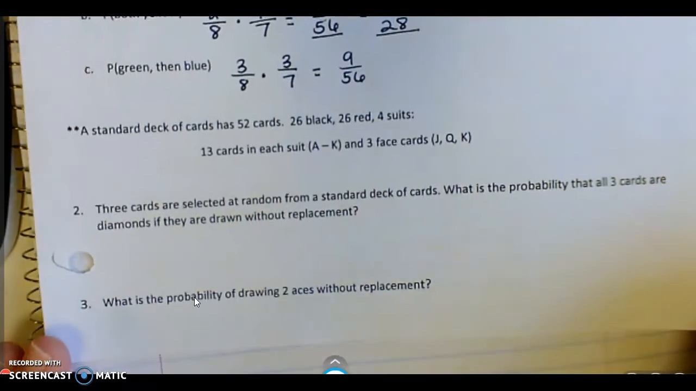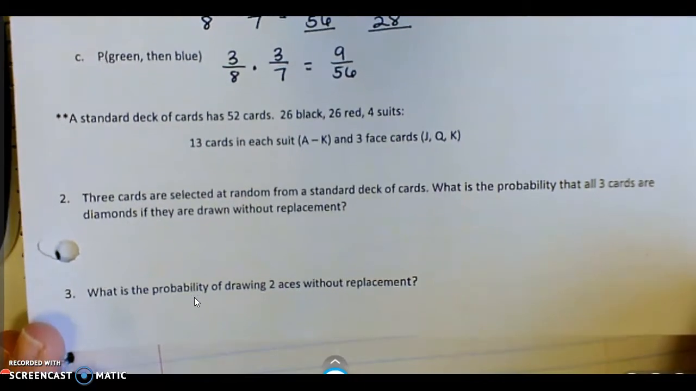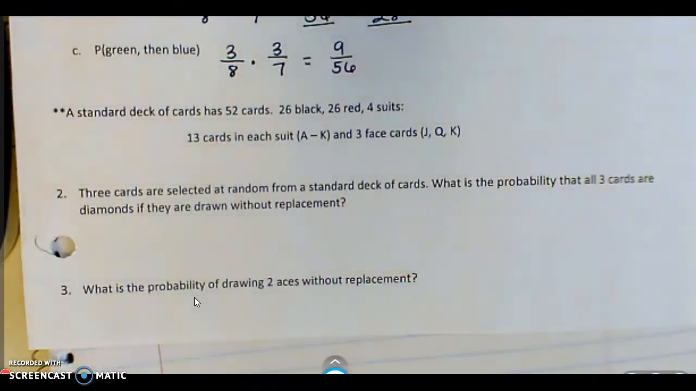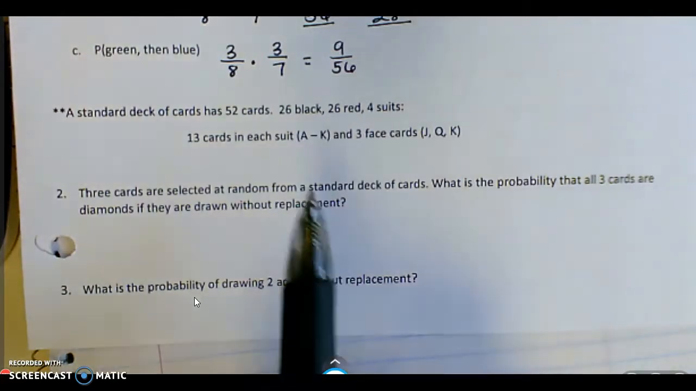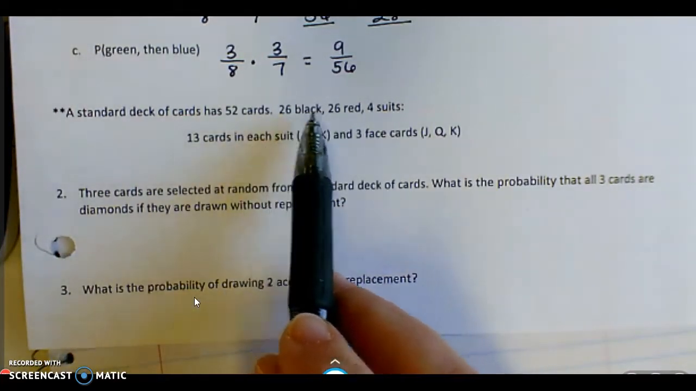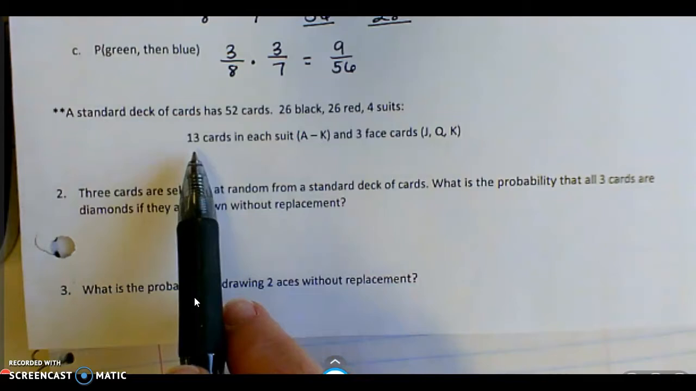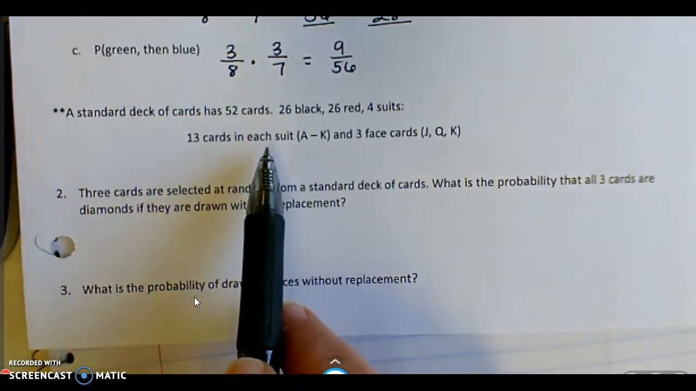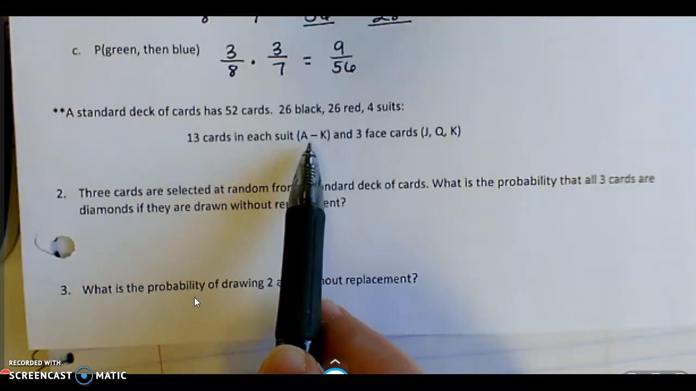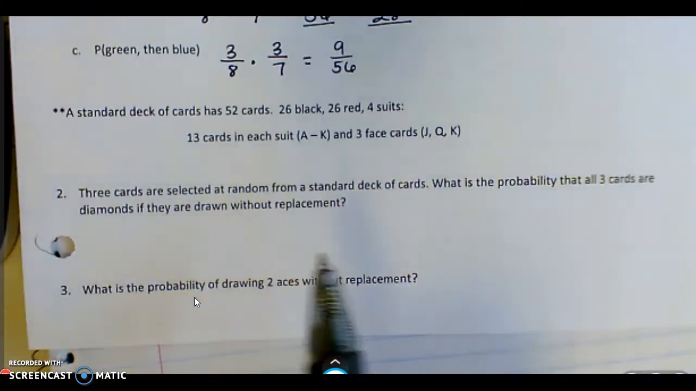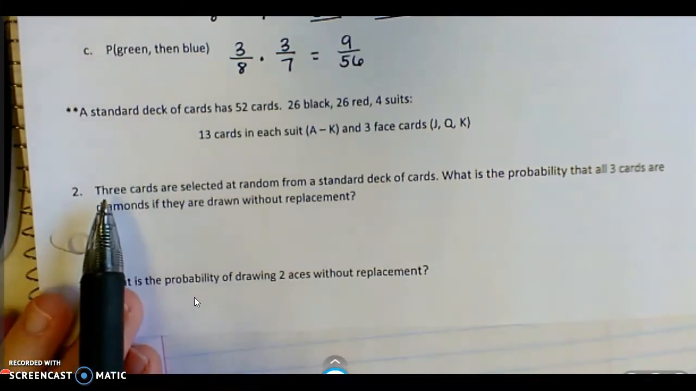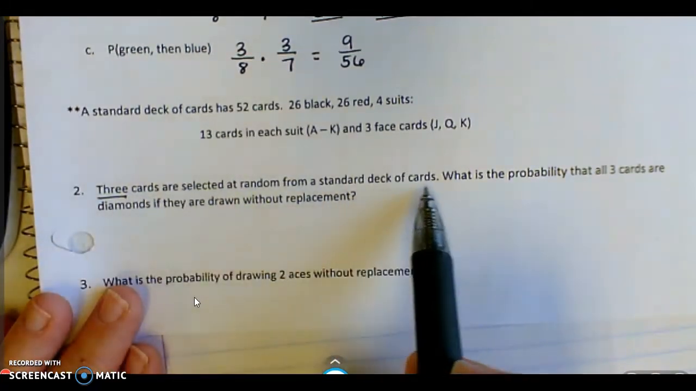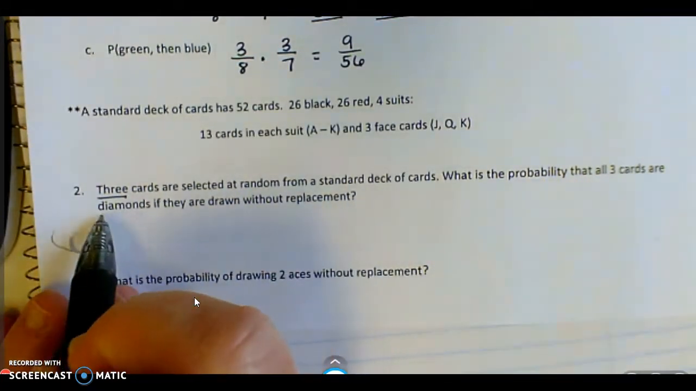Okay. Next, if we look at some cards. Here's just a list of cards again if you need them. You can use what we've done before or you can use this. There's 26 red and black. There's 4 suits. 13 cards of each suit. That's diamonds, hearts, clubs, and spades. Ace through king. There's 3 face cards and so on. So number 2 says 3 cards are selected. So we're choosing 3. What's the probability that all 3 cards are diamonds?